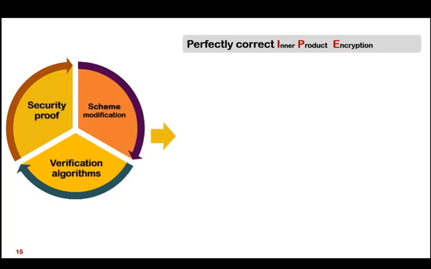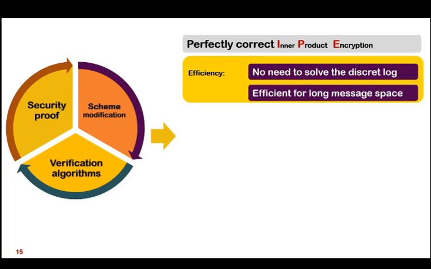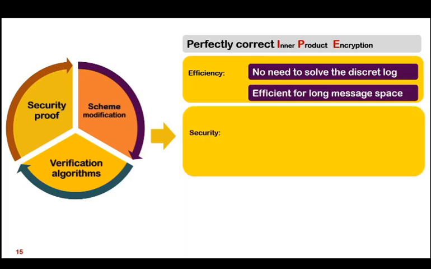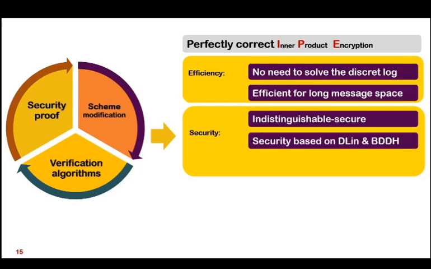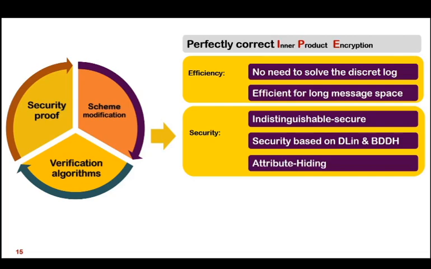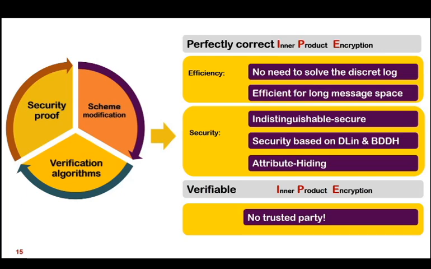We had our perfectly correct inner product encryption scheme, which is efficient because there is no need to solve a discrete log in the decryption algorithm, and this implies that we can use this inner product encryption scheme for a long message space. It's also secure, indistinguishably secure based on the standard assumptions D-Lin and BDDH, and it is attribute hiding. This helps us to construct our verifiable inner product encryption scheme, with the major advantage of this VIPE being that we don't need any trusted party.